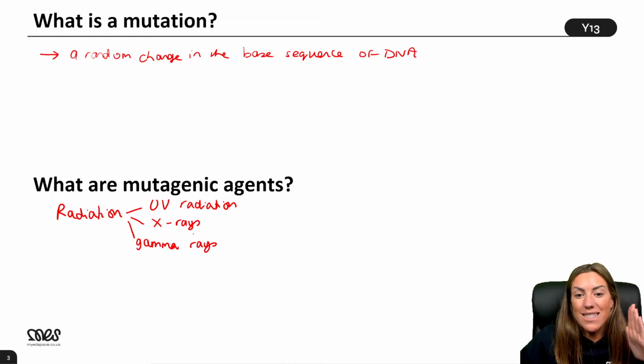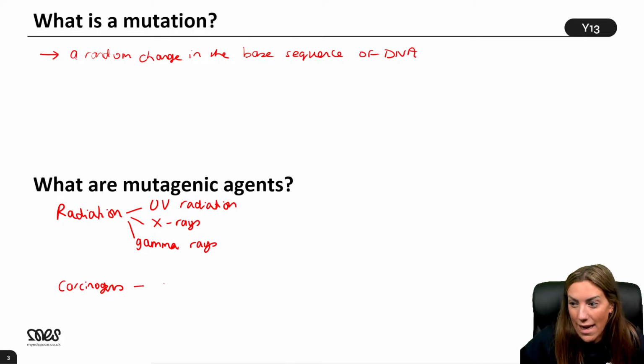These are all mutagenic agents. A carcinogen is by definition something that causes cancer. The way carcinogens increase the risk of cancer is by causing mutations. Felicity said smoking. So chemicals in cigarette smoke would be another example of a mutagenic agent.